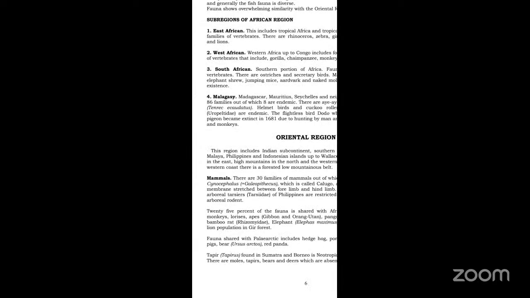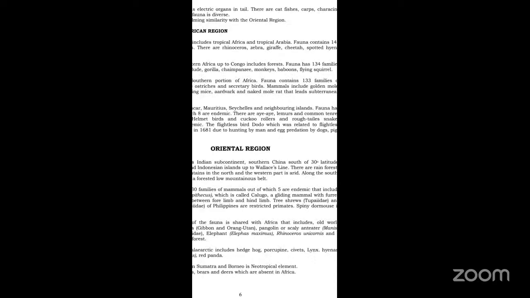The fauna includes 133 families of vertebrates, such as ostriches and secretary birds. Mammals include the golden mole, elephant shrew, jumping mice, aardvark, as well as the naked mole rat. Now coming to Malagasy, it includes Madagascar, Mauritius, Seychelles, as well as the neighboring islands. And here the fauna has 86 families, out of which only 8 are endemic.